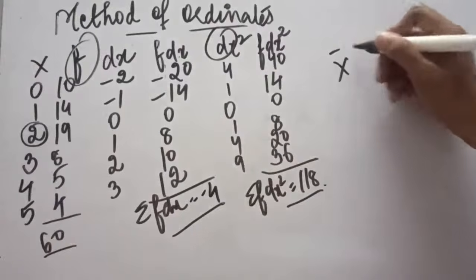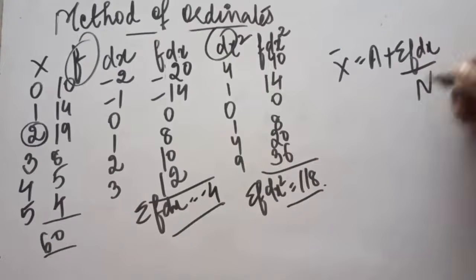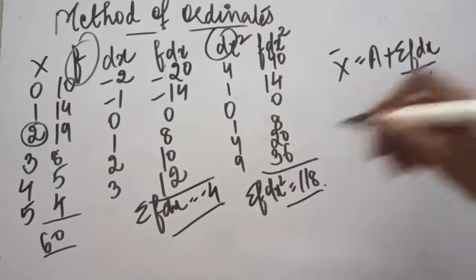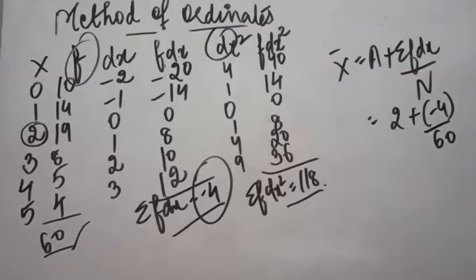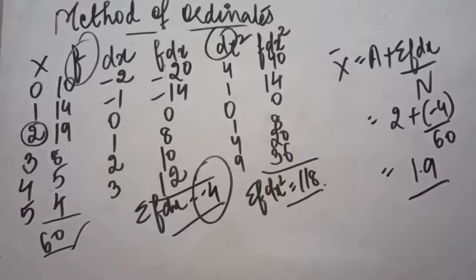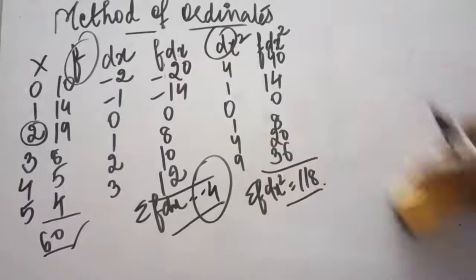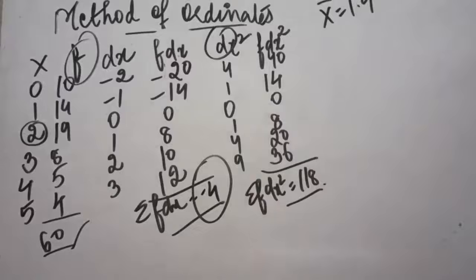Now the value of mean we can directly calculate with the help of this indirect method. Assumed mean was 2, sigma f dx is -4 and n comes out to be 60. So this will be 2 minus 4 upon 60. Calculating this, you will be getting the answer of mean coming out to be 1.9. So now our mean has come out to be 1.9. This was our first step.